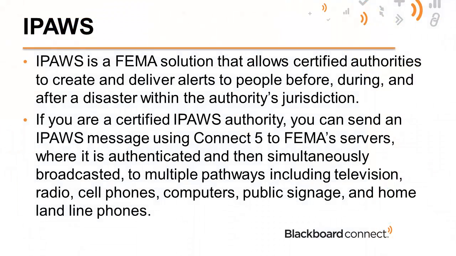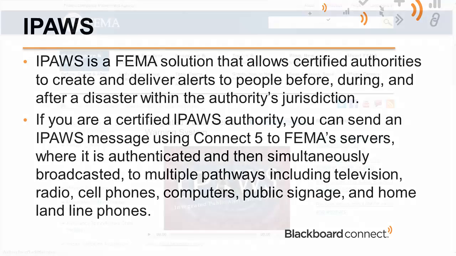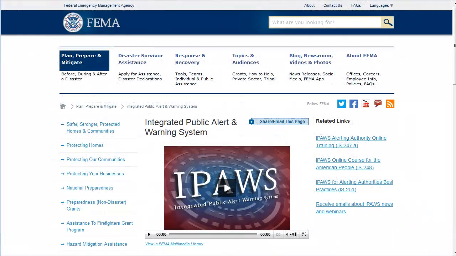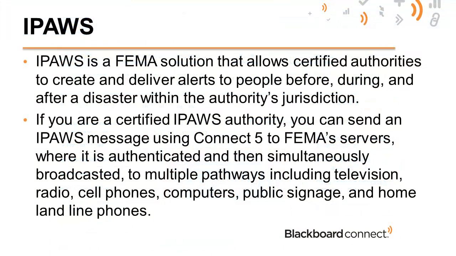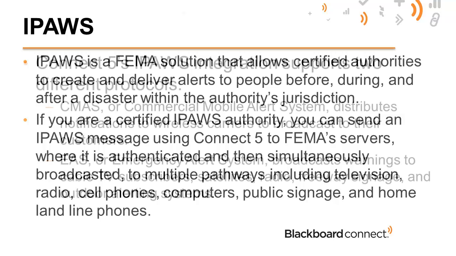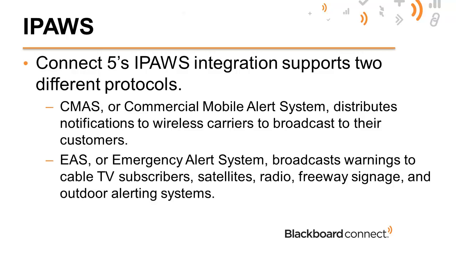IPAWS, or Integrated Public Alert and Warning System, is a FEMA solution that allows certified authorities to create and deliver alerts using open standards to people before, during, and after a disaster within the authority's jurisdiction. If you are a certified IPAWS authority, you can send an IPAWS message using Connect 5 to FEMA's servers, where it is authenticated and then simultaneously broadcasted to multiple pathways, including television, radio, cell phones, computers, public signage, and home landline phones. Connect 5's IPAWS integration supports both CMAS and EAS protocols.